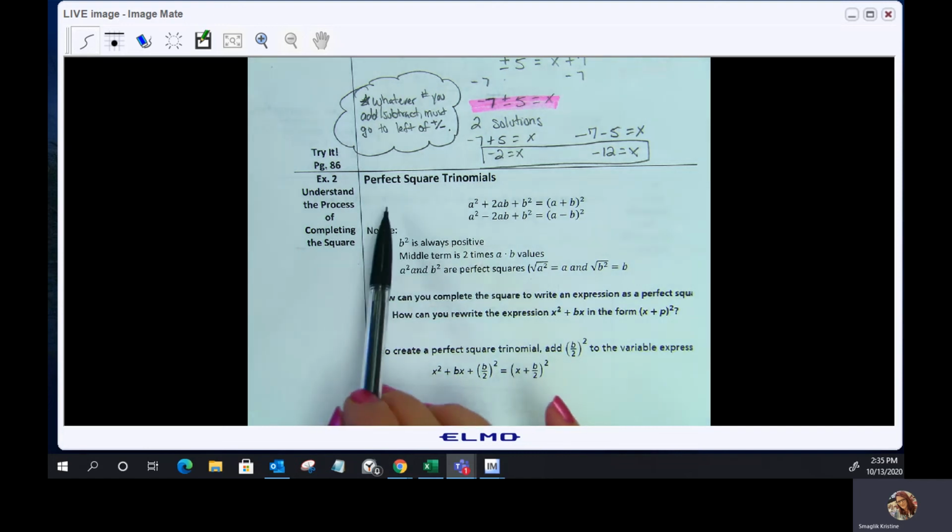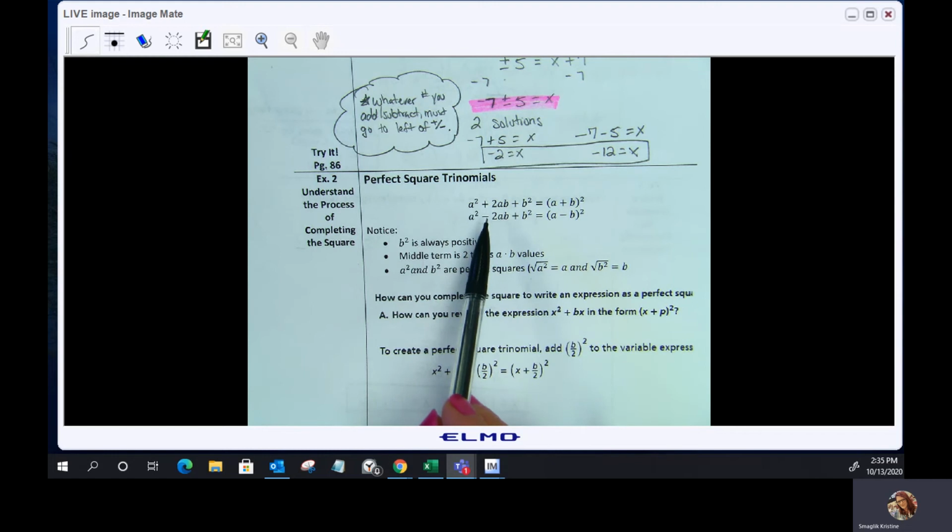So, perfect square trinomial. Here's your standard form. Super easy to factor. The first term is always going to be a perfect square, and your last term will always be a perfect square. If you take the square root of your first and last term, that would be a and b, you multiply them, and then you double it. You multiply it by 2. That should be what your middle value is.